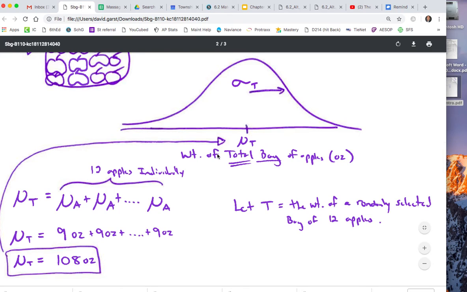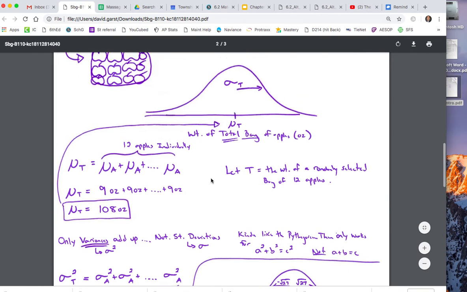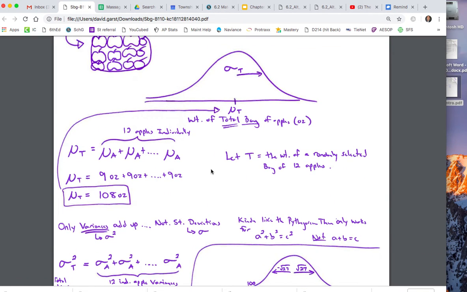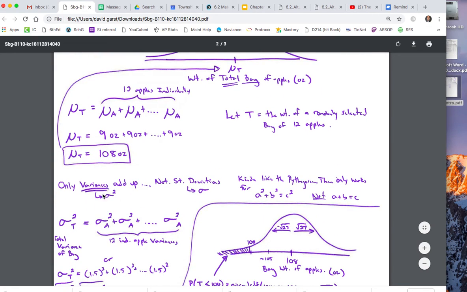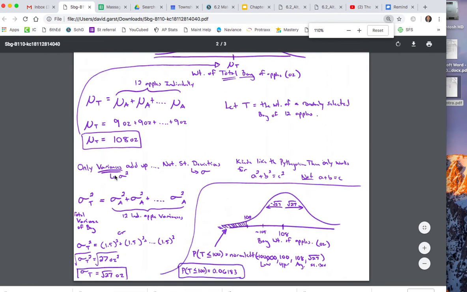When it comes to the standard deviation T, this is kind of like the Pythagorean theorem I was telling you about. We cannot just add the standard deviation of the first apple plus the standard deviation of the next plus the next. Standard deviations don't add up, just like the sides of a triangle don't add up. But the variances do. The squares of the standard deviations do add up.